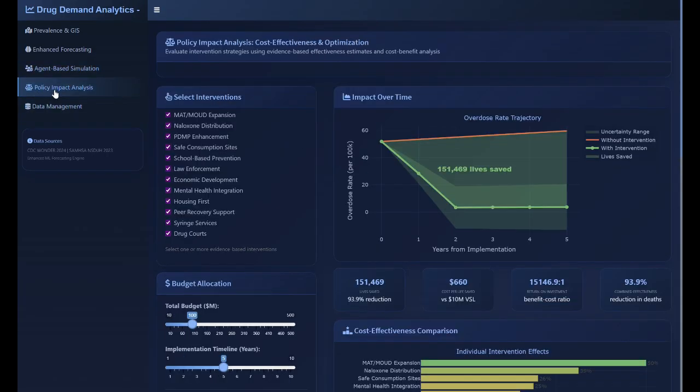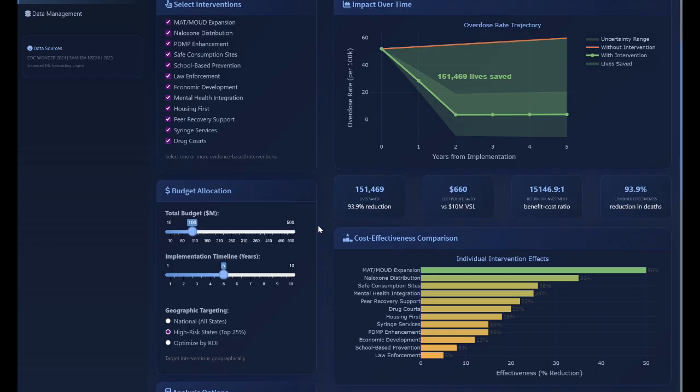We also built a policy impact analysis simulation tool whereby we could test the different types of intervention strategies to see what the impact of those strategies are, right? So in this example, you could see here, these are all the types of intervention. So let's select MAT, MOUD, naloxone, PDMP enhancement, safe consumption, school-based prevention, law enforcement, economic development, drug courts, and so on. And then we run the analysis.